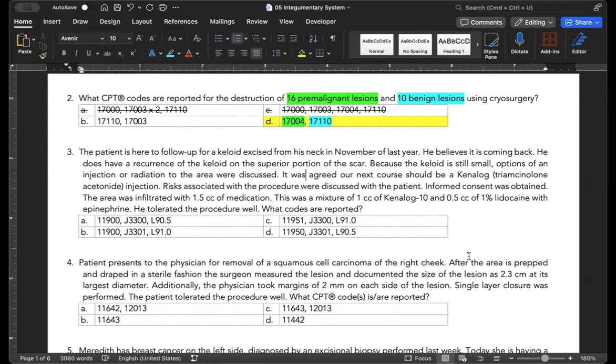We have J3300 and J3301. So let's go look at a difference, see what the difference is between J3300 and J3301. So for this one, which one do you think it should be? One is for preservative free, and then one is not otherwise specified.